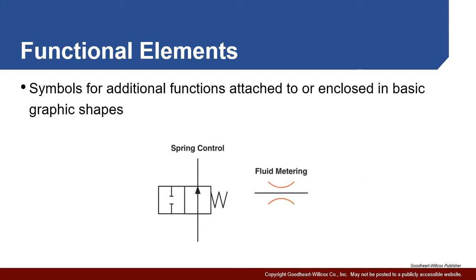These various elements will be attached to the device itself. So for example, here we see a 2-position valve, 1, 2. There is spring control. It's actually attached right to it. Some devices we're going to see are going to have some type of metering. We'll see this narrowing here. This indicates that there's an orifice involved where it's going to limit the amount of flow.